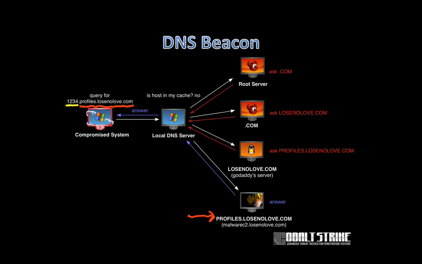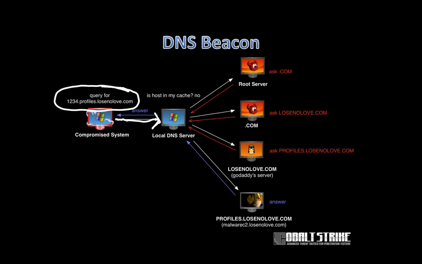Okay? And when our DNS beacon tries to make this kind of lookup, the thing it's most likely to do, or I should say really this is up to the compromised system, so the thing the compromised system is most likely to do is what is called a recursive query. A recursive query is where the local system says, I don't know what this host is, it's not in my cache, let me consult another server that I'm configured to ask. So it contacts its local DNS server and says, local DNS server, do you know the response or value of 1234.profiles.losenolove.com?